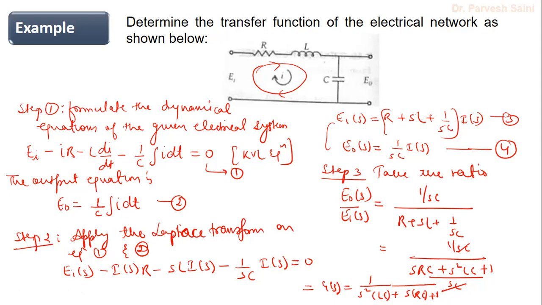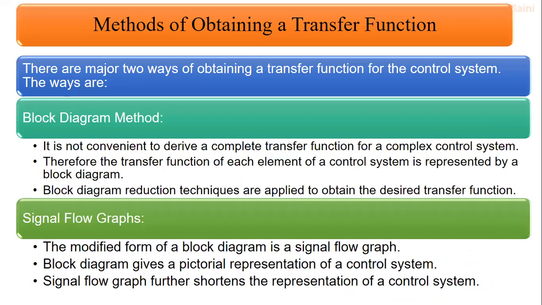So it is quite simple. We simply have to formulate the equation, take Laplace, rearrange, and then take ratio. Now see, the transfer function of any system can be obtained by a simple rule, and that rule is derive the mathematical modeling of the system, equations of the system, and take Laplace. However, there are some other methods also which are generally used to determine the overall transfer function of the given system. In this, the first method is the block diagram method.